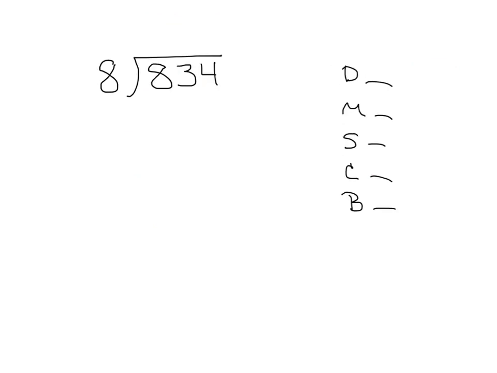Let's try another one. 834 divided by 8. So I'm going to divide first. 8 actually divides into 8 once. Now I'm going to multiply. 1 times 8 is 8. And now I subtract. 8 minus 8 is 0. Now I check, is 0 smaller than 8? Yes. And now my next step is to bring down.